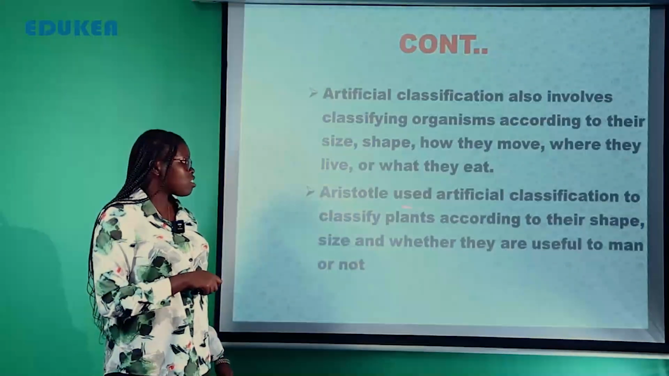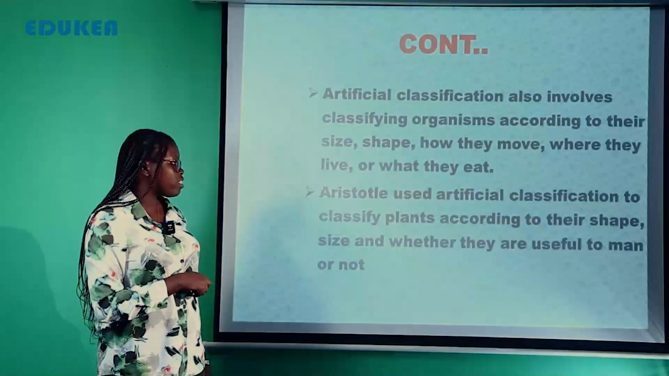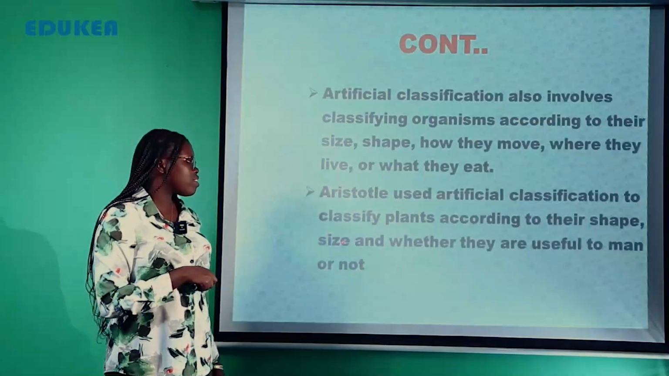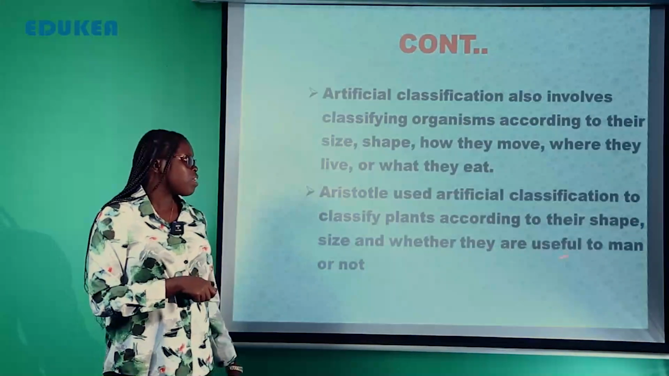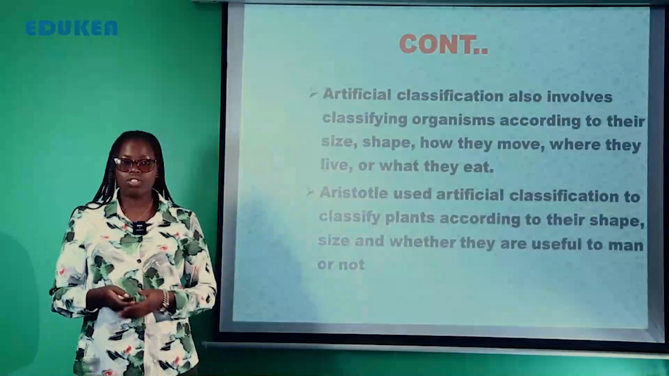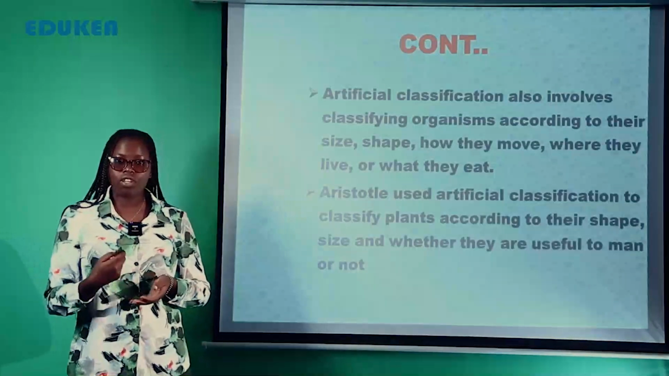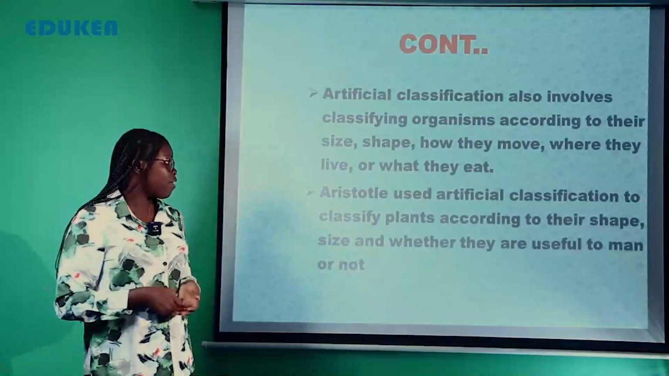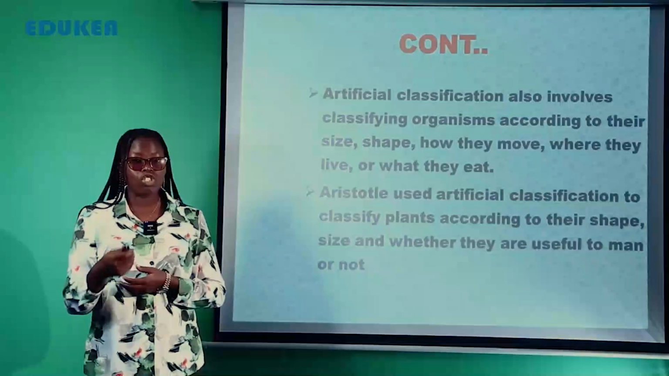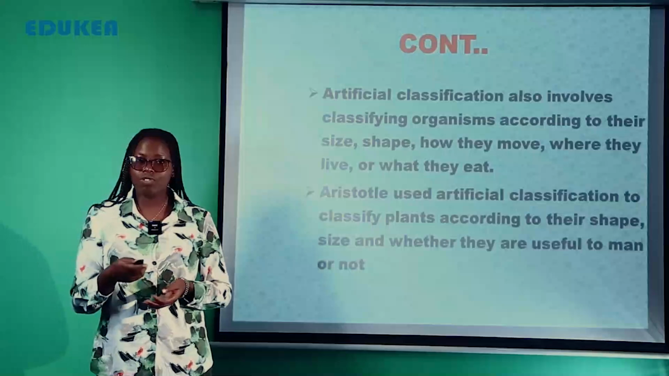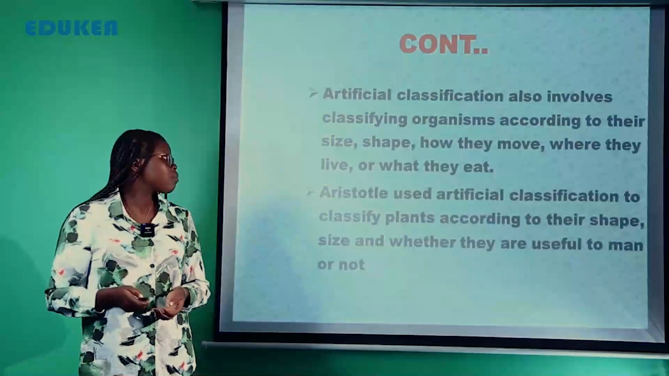Also, Aristotle used the artificial classification to classify plants according to their shape, according to their size, and whether they are useful to man or not. So Aristotle, one of the scientists, carried out this artificial classification system to classify plants according to their shape, their size, and their usefulness to human beings.